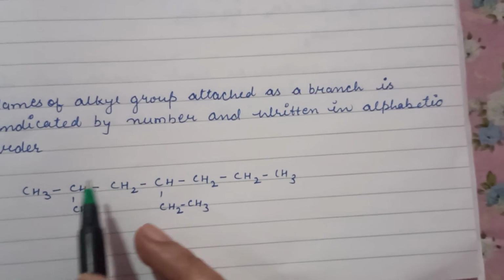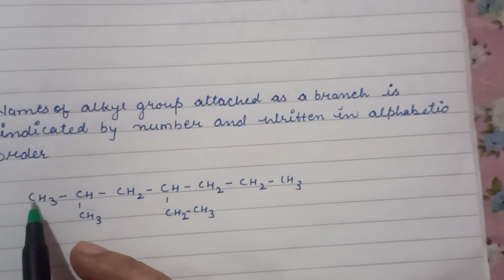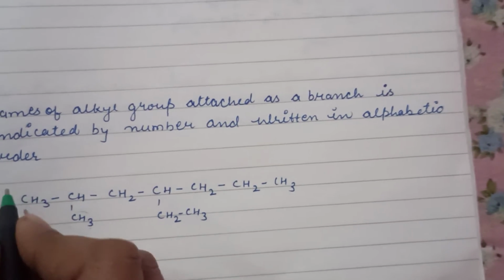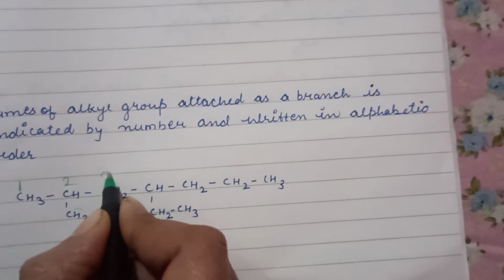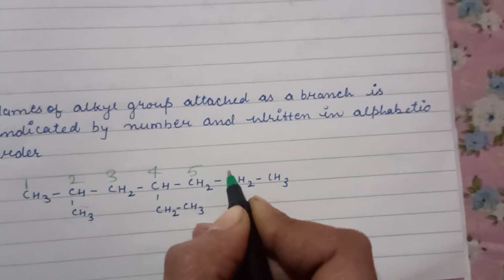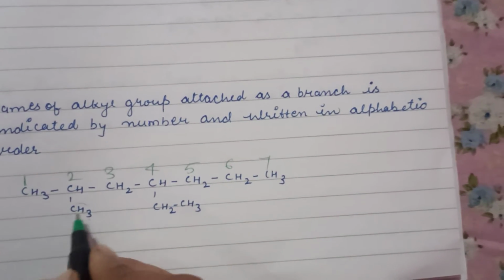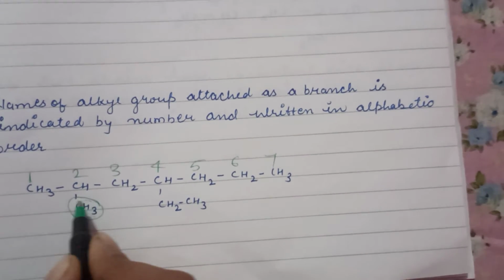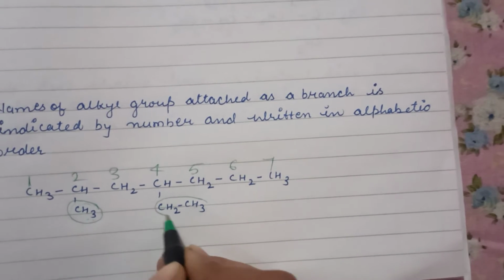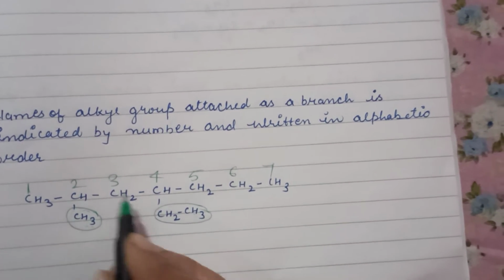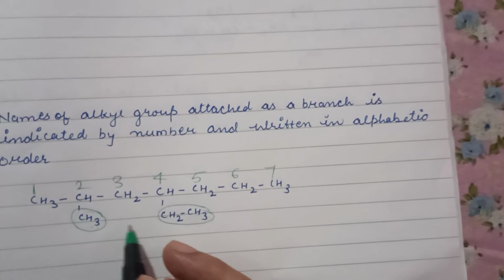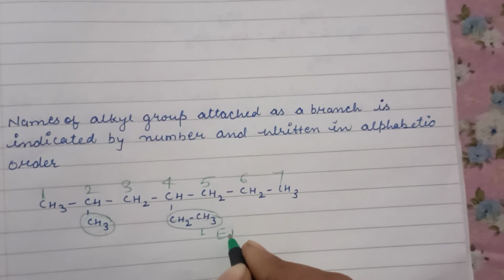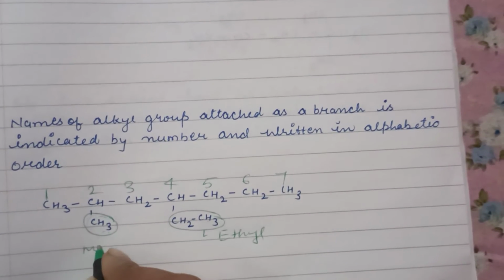But which direction we will start? We have to start from this one direction because this substituent is closer from this direction. So 1 2 3 4 5 6 7. So 2 number carbon is getting this one substituent, methyl, one carbon group, and this one substituent is ethyl group. Okay, but we have to name these groups in alphabetic order. It is ethyl and it is methyl group.